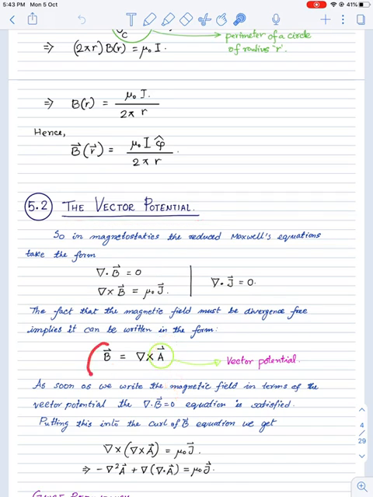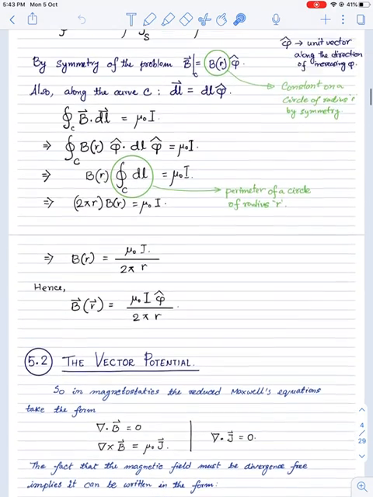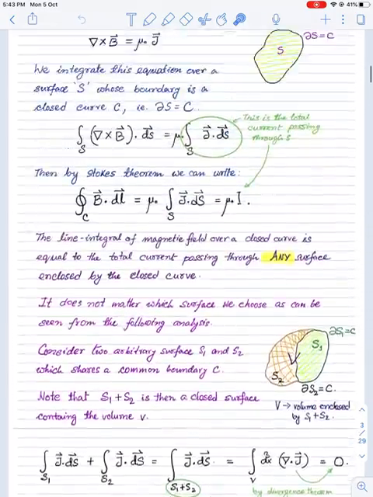Okay, this vector field is known as a vector potential, and as soon as we write the magnetic field down in terms of the vector potential, one of these equations is immediately solved. Okay, one of these equations is immediately solved. So to conclude, let's see what happens.